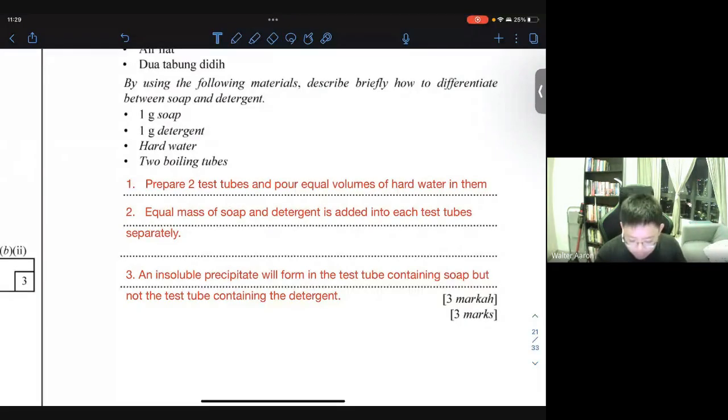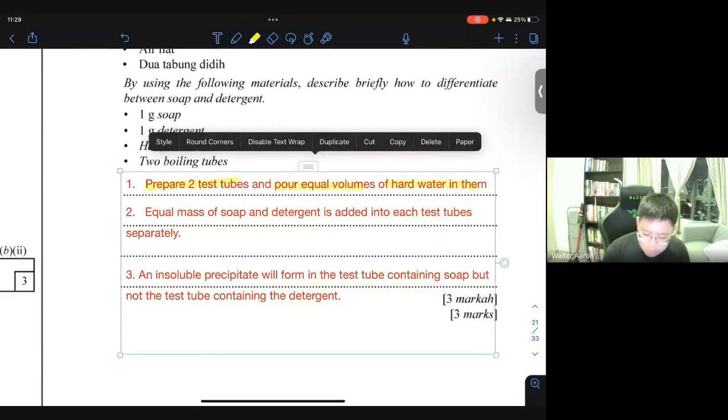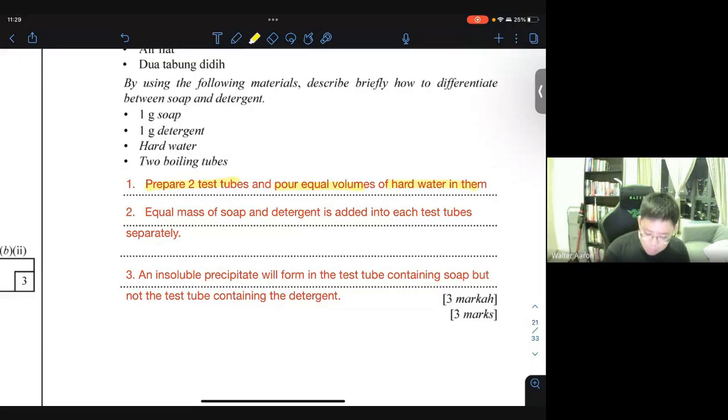All right, you prepare 2 different test tubes, and then you pour equal volume of hot water inside. Very easy. Okay, and then after that, imagine that the hot water contains calcium and magnesium ions. So after that, you put a bit of soap and detergent inside separate tubes, right? So you see, equal mass of soap and detergent is added into each test tube. And then after that, you will see what happens, okay?